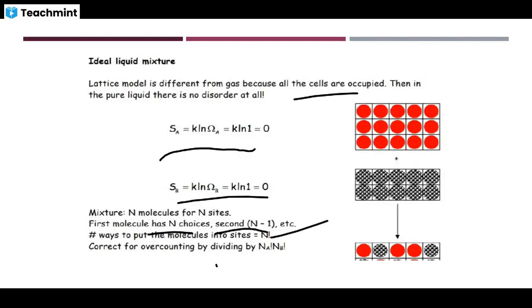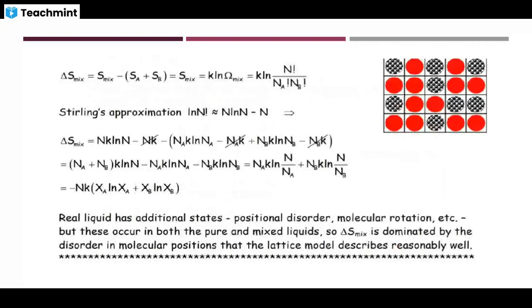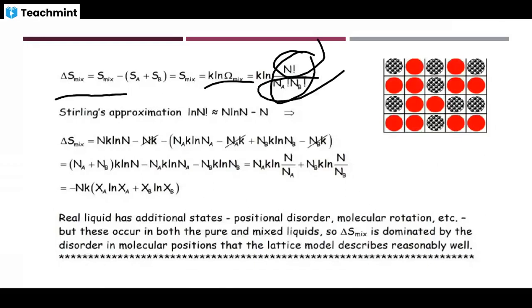So delta S mixing is nothing but k ln omega mixing. That is nothing but n k ln n minus n k, using the relation. This is nothing but k ln n factorial divided by na factorial divided by nb factorial. This is the total states divided by the na factorial and nb factorial.